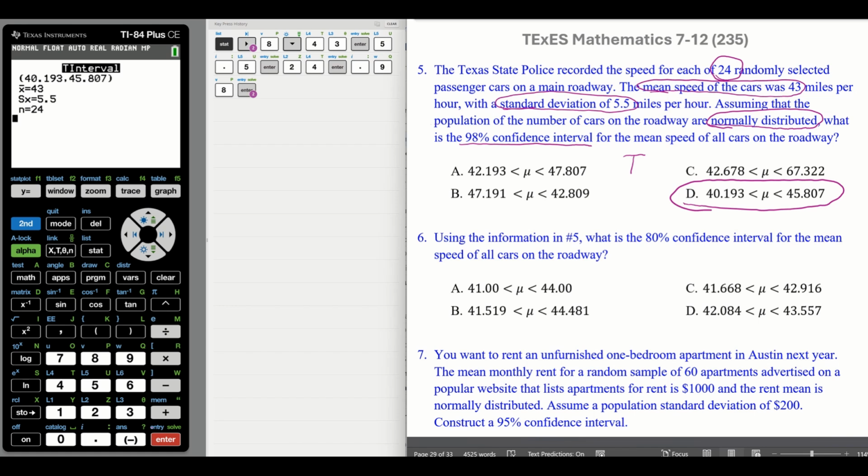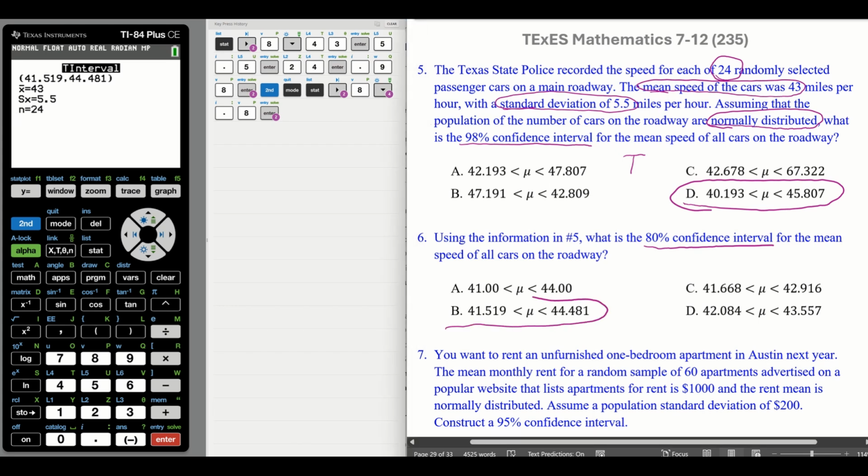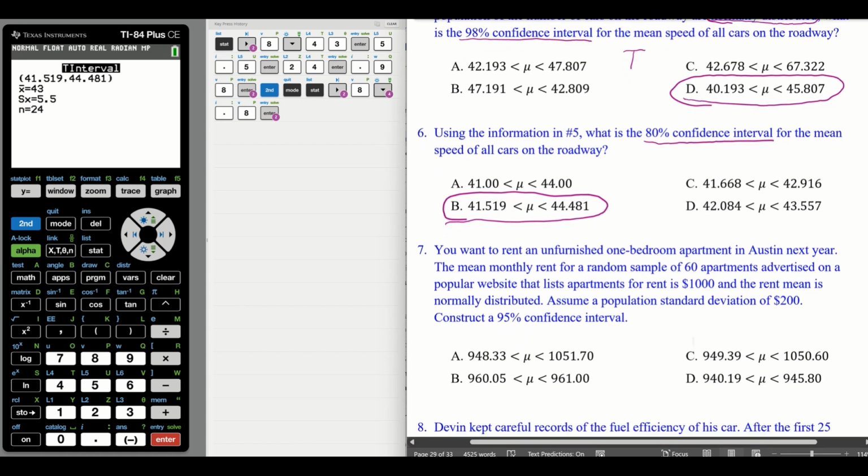Okay, number 6. Using the information in number 5, what is the 80% confidence interval for the mean speed of all the cars on the roadway? Well, we can back out, start over, go over 8. We have the same information until we get all the way down to the bottom. And we just put 0.8 and we enter, and we have 41. Looks like B will be the only option. C's kind of close, but no, not close enough. Not all the answers are close enough. Okay, let's go to number 7.